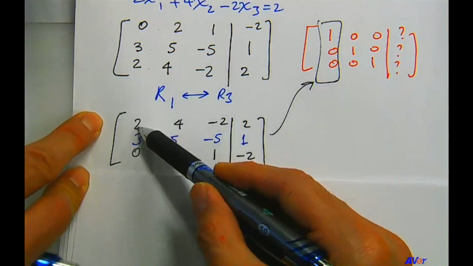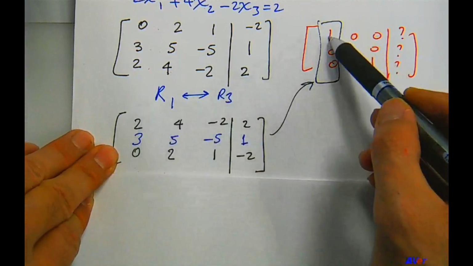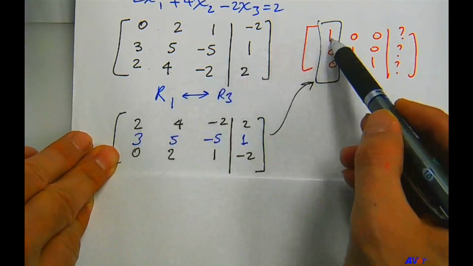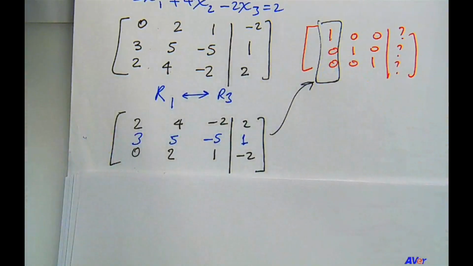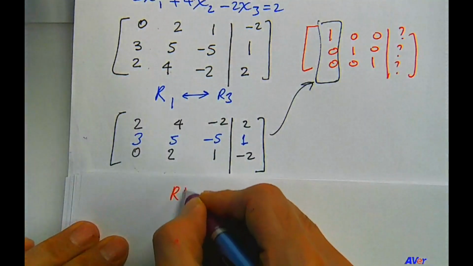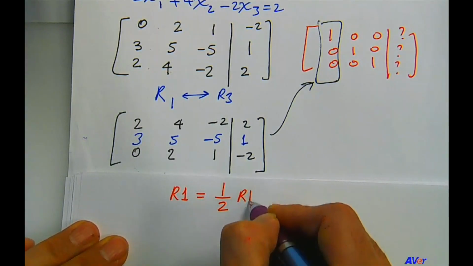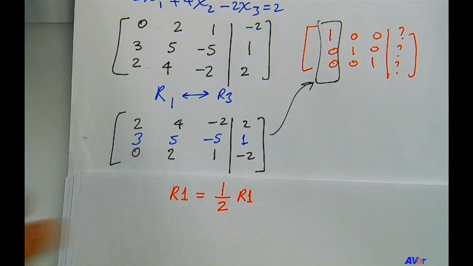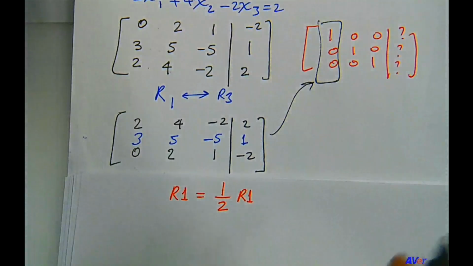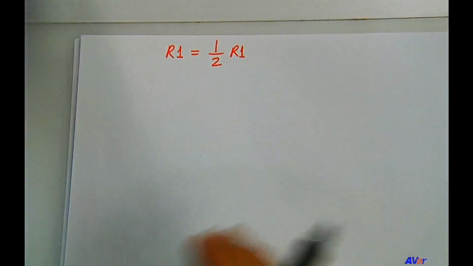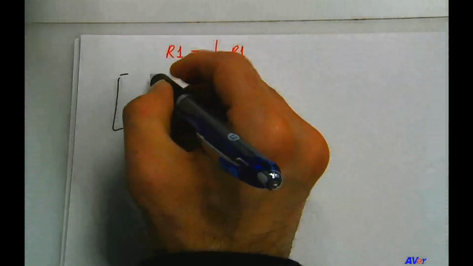In each column, we obtain the 1 first, then we worry about the zeros. So I need to convert the 2 to 1. Let's do row 1, which is the row we're changing, equals 1/2 times row 1. So the next matrix will be 1.